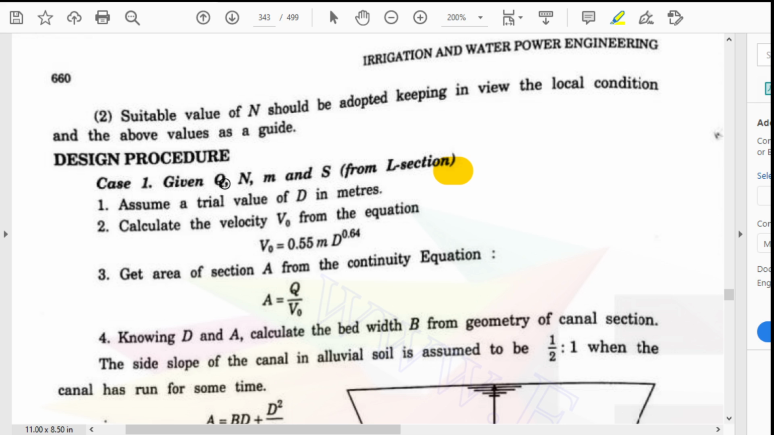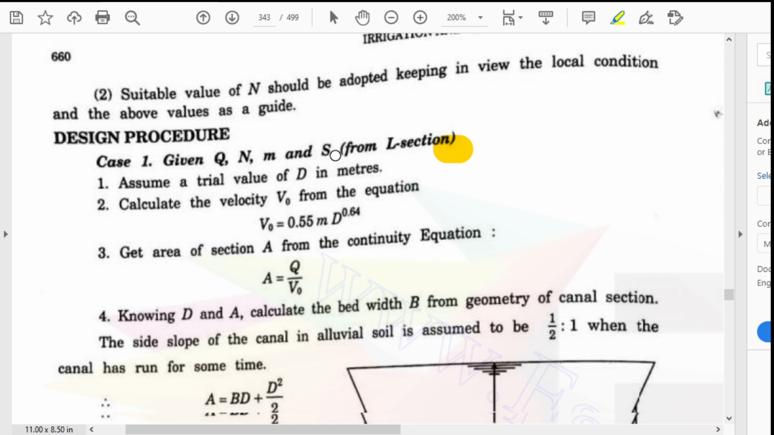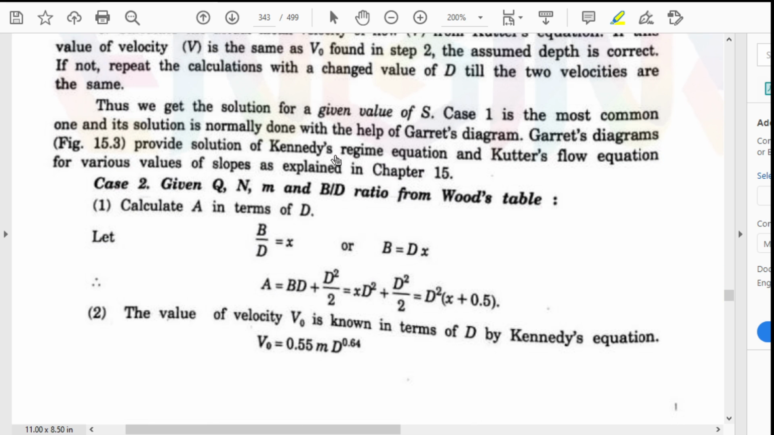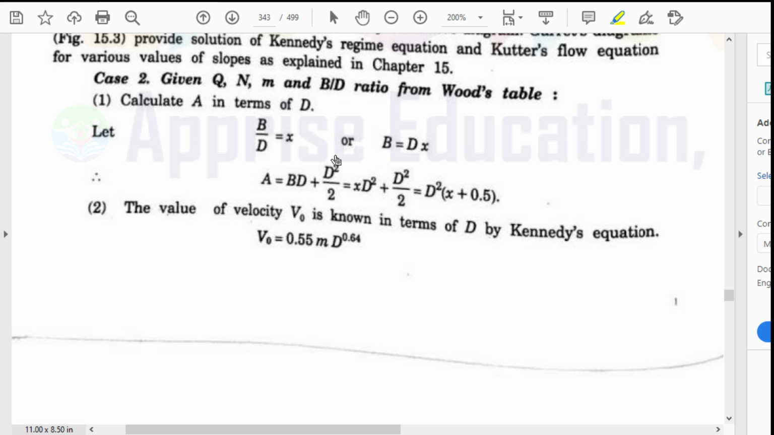Here they will give us the discharge, N, M and S. That is the discharge, Kutter's or Manning's constant, the hydraulic mean depth and the slope. Now the second case is by Wood table. By using the Wood table, they will give us the Q, N, M and B by D ratio.